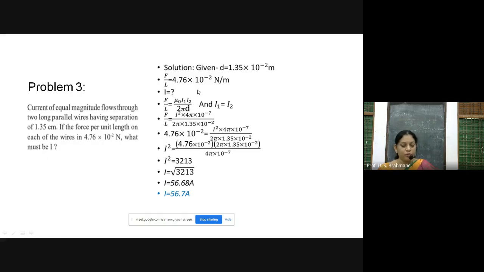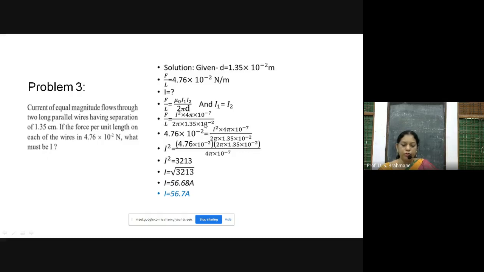Now I1 and I2 are the same, and the formula which we know is F upon L, force per unit length, is equal to mu 0 I1 I2 upon 2 pi D. This equation is known to us, and I1 is equal to I2, so you can take it as I. So I have taken this as I square here. So F upon L is equal to I square into 4 pi into 10 raised to minus 7 divided by 2 pi, and this value of D is 1.35 into 10 raised to minus 2.